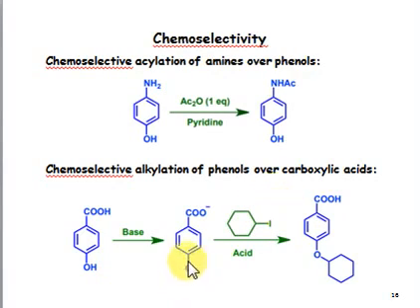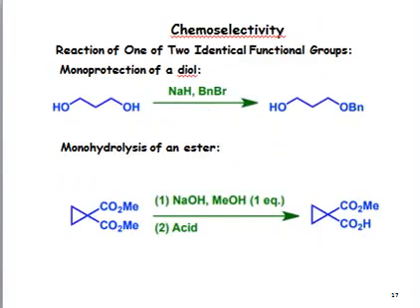So since this phenoxide is the strongest nucleophile in comparison with this carboxylate group, that's why it will preferentially react and will be alkylated, but the carboxylic group will remain unaffected. Right? So in this way we can have the selectivity, because the phenoxide is more reactive as compared to the carboxylic acid group.